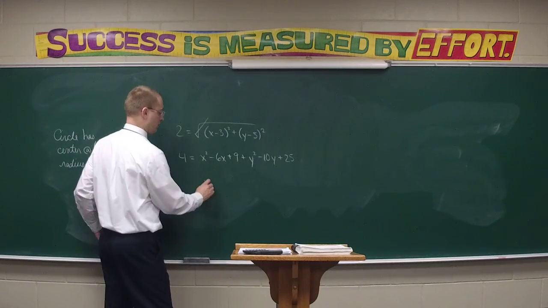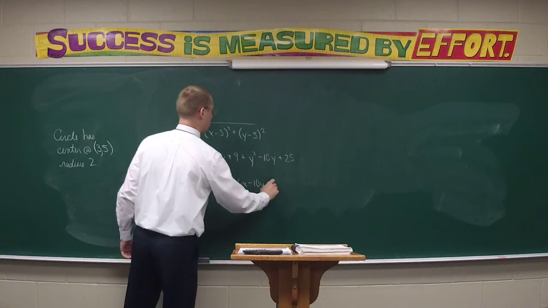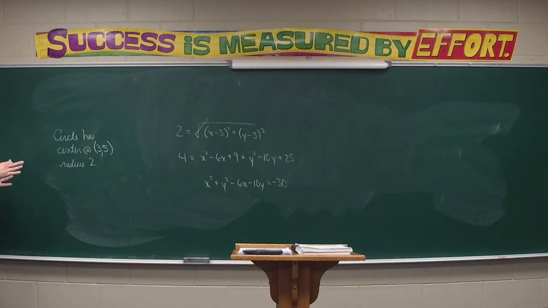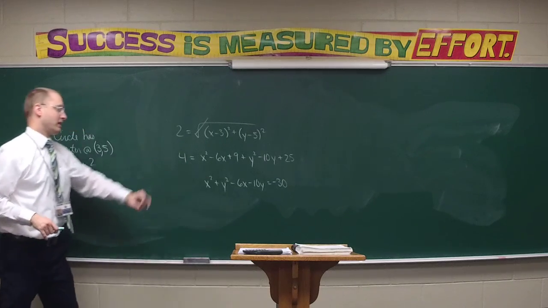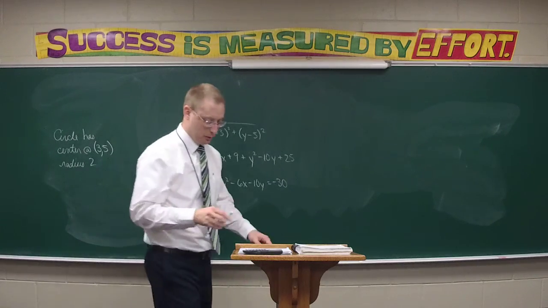X squared plus y squared minus 6x minus 10y equals -30. There we go, and that's perhaps the best way for it to look. Again, it's not got to be quite in that form, but that sure looks nice, with the squares, the first powers, and the constant off to the side on its own. We can see the circle, because we can see both squared terms added and equal numbers there. Questions on this?